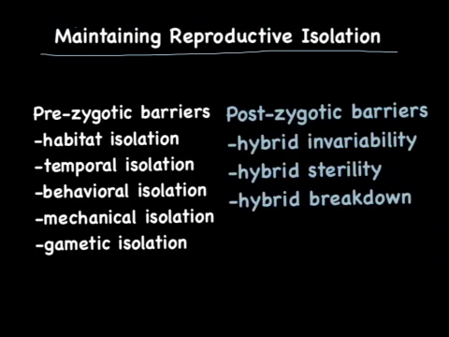Reproductive isolation needs to be maintained. To maintain it, there are pre-zygotic barriers, which happen before the zygote is formed, basically before fertilization. That could be habitat, temporal, behavioral, mechanical, or gametic isolation. And lastly there are post-zygotic barriers, which happen after the zygote is formed and after fertilization, such as hybrid inviability, hybrid sterility, and hybrid breakdown.